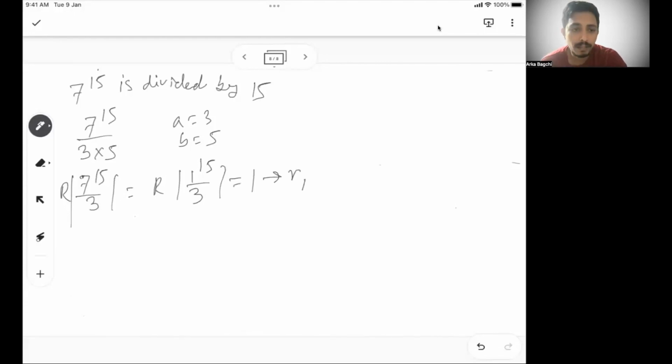How do I get 1? Because 7 by 3 gives me a remainder of 1. 7 to the power 15 by 3 is the same as 1 to the power 15 by 3. Now 1 to the power 15 is 1, so the remainder is 1. Now what will happen if the remainder is 7 to the power 15 by 5? 7 to the power 15 by 5 is the same as writing 2 to the power 15 by 5.